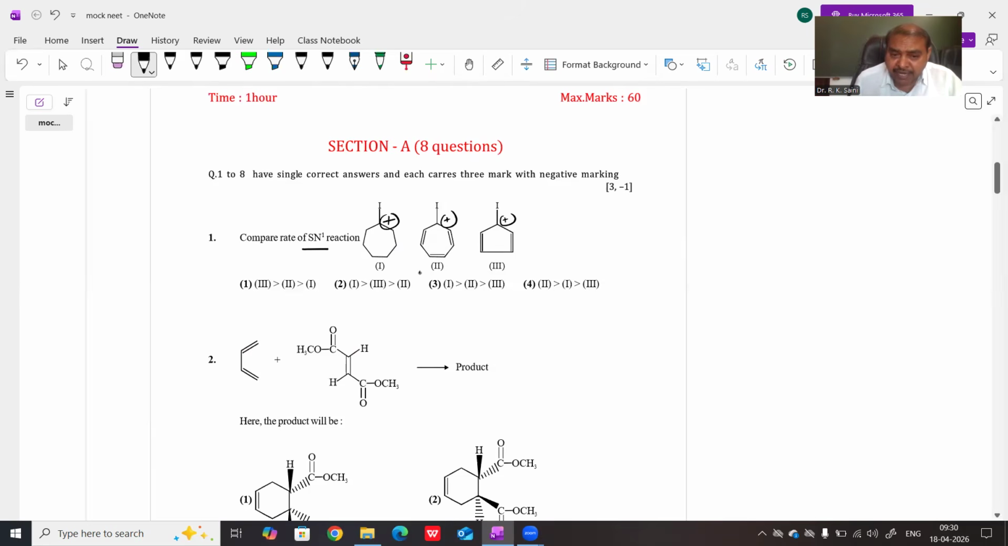And hence, in second, it is an aromatic species, particularly the tropylium cation. The second is highest, then non-aromatic, and the third cation is anti-aromatic, highly unstable, therefore a very slow rate. Therefore, option fourth.